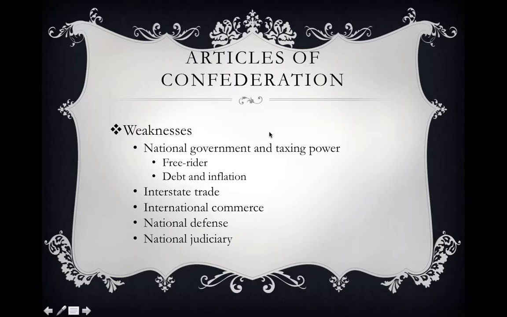When I talk about that taxing power and the fact that the states didn't have to, they voluntarily contributed money to the centralized government, that leads to the free rider problem. And make sure you realize and remember what the free rider problem is. The free rider problem has to do with communal benefits. There was no incentive for the states themselves to give money to the federal government.